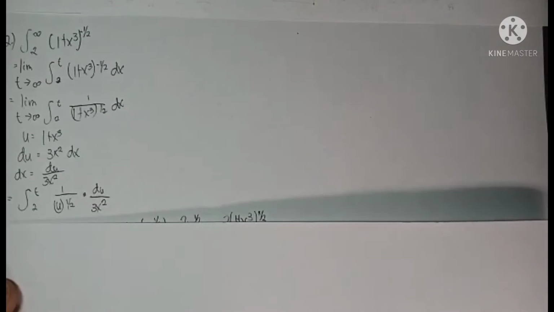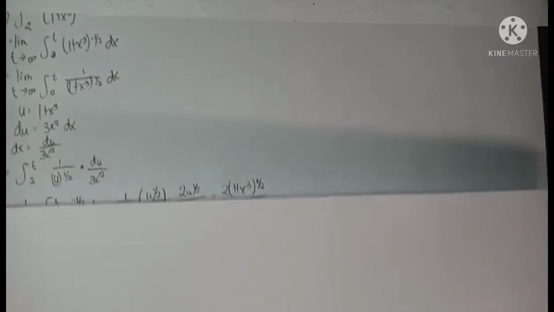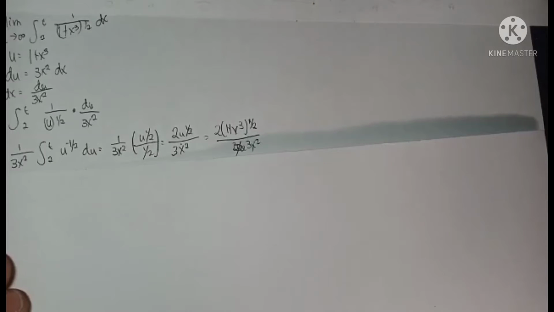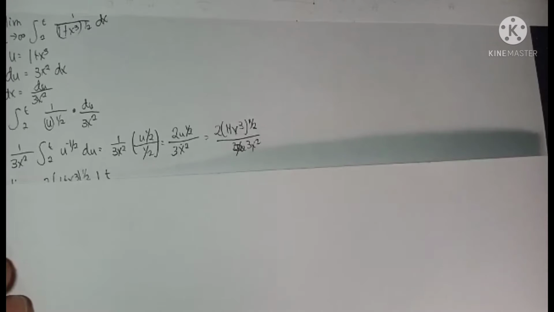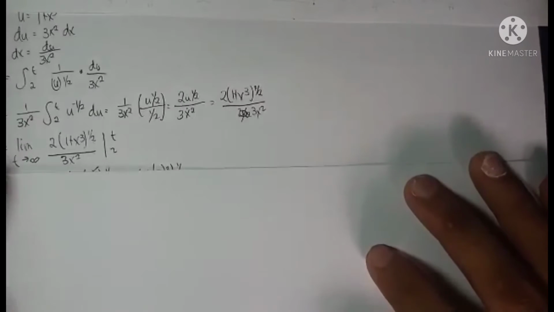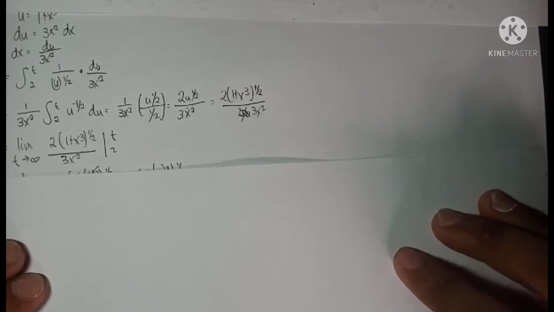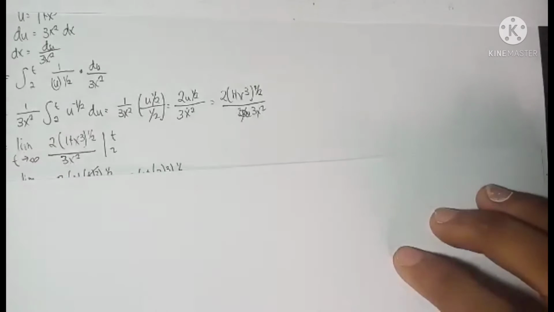Sinubstitute na natin yung u natin times du all over 3x squared. And then, 1 all over 3x squared integral of u raised to negative 1 half du is equal to 1 all over 3x squared times u raised to 1 half all over 1 half, which is equal to 2u raised to 1 half all over 3x squared, which is equal to 2 times 1 plus x cubed raised to 1 half all over 3x squared. So, ang limit of t to infinity natin is 2 times 1 plus x cubed raised to 1 half all over 3x squared from 2 to t.